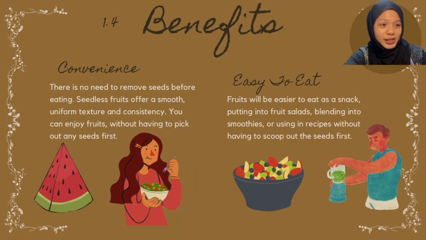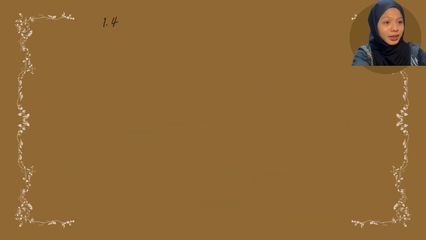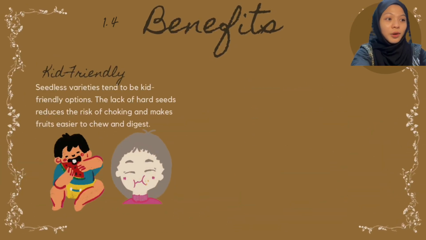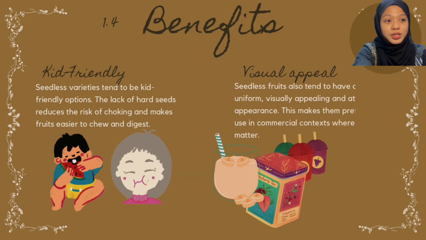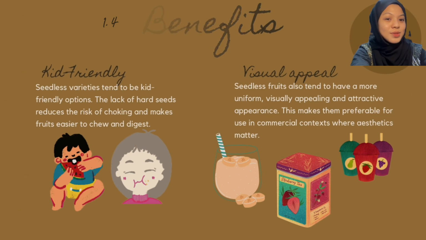Fruits will be easier to eat as a snack, putting into fruit salads, blending into smoothies without having to scoop out the seeds first. Seedless varieties tend to be kid-friendly options. The lack of hard seeds reduces the risk of choking and makes fruits easier for little ones to chew and digest. Seedless fruits also tend to have a more uniform, visually appealing appearance, which makes them preferable for use in commercial contexts like restaurants, food displays, or grocery store product sections where aesthetics matter.